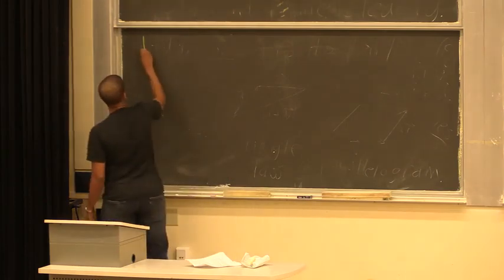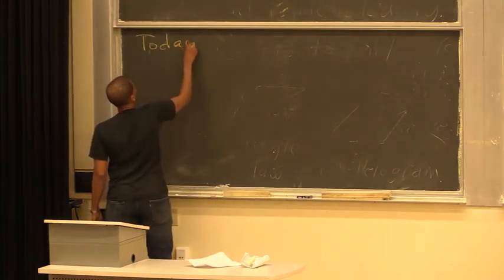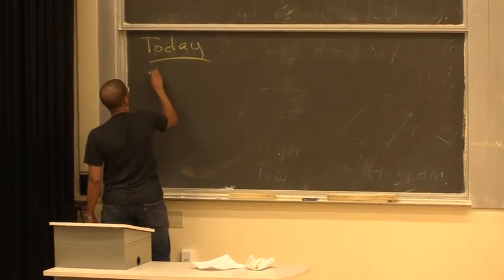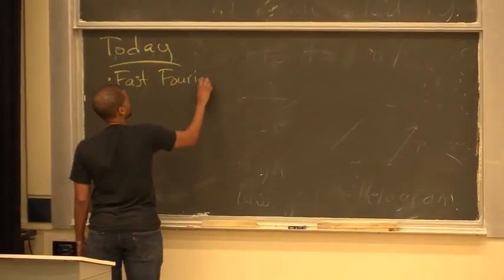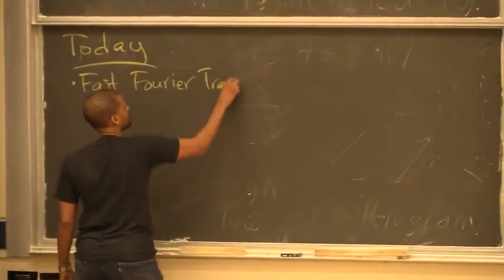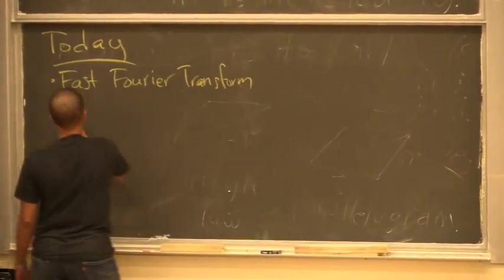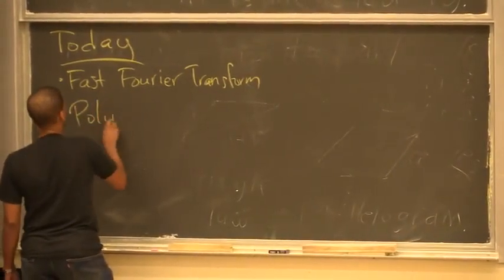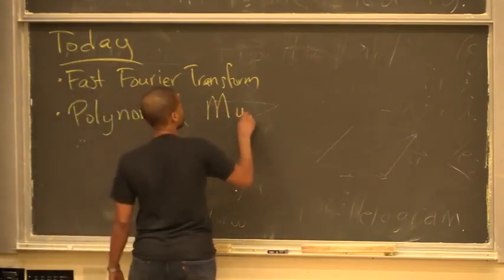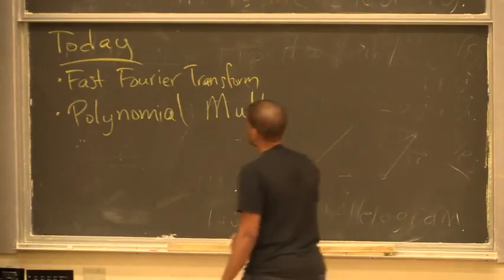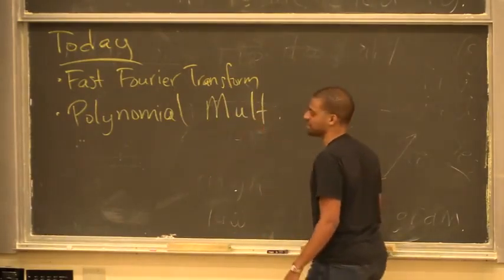So today what we're going to do is look at the fast Fourier transform, as well as polynomial multiplication. Okay, so let's start with polynomial multiplication.